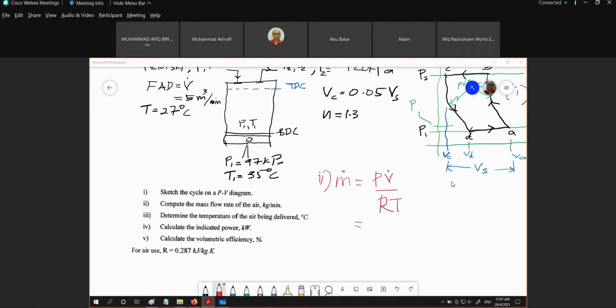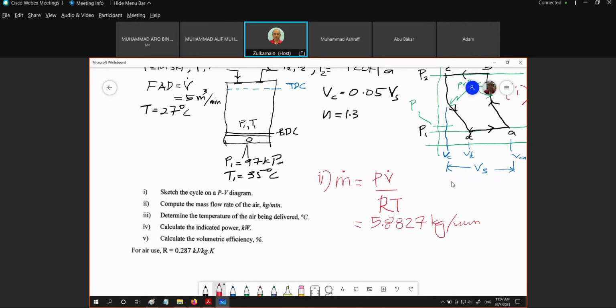Give me four decimal points. 0.8827. This is in kilogram per minute.